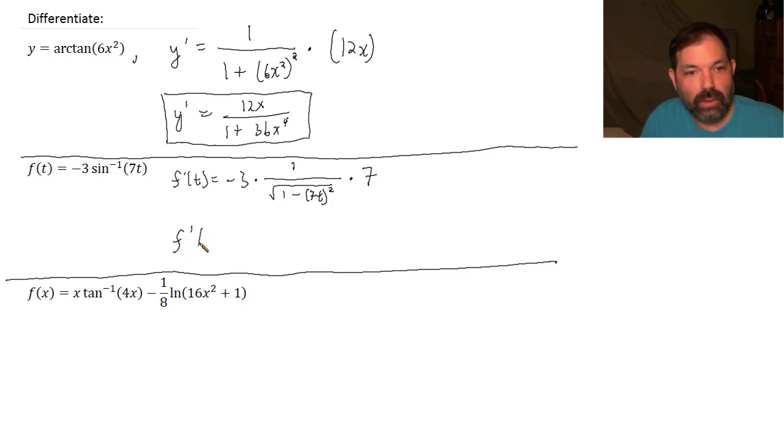Alright, so I'd clean this up a little bit. F prime of t. Oh, sorry, I wrote x. It should have been a t there. F prime of t is then, let's see, we'd have a negative. I'll put the negative in front. 21 over the square root of 1 minus 49t squared.